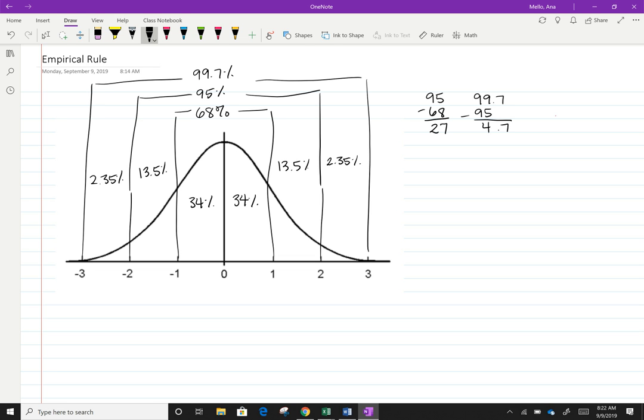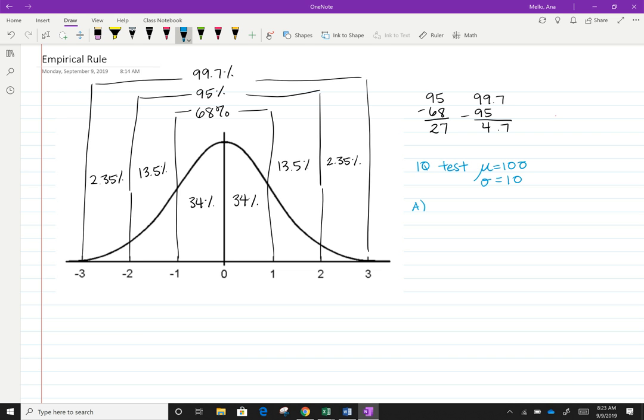If you happen upon a question that asks you to use the empirical rule to tell me the percentage of people that fall within a certain value, let me give you a scenario. We have scores of an IQ test that have a bell-shaped distribution, and they have a mean of 100 and a standard deviation of 10. And then we want to use the empirical rule to determine the following.